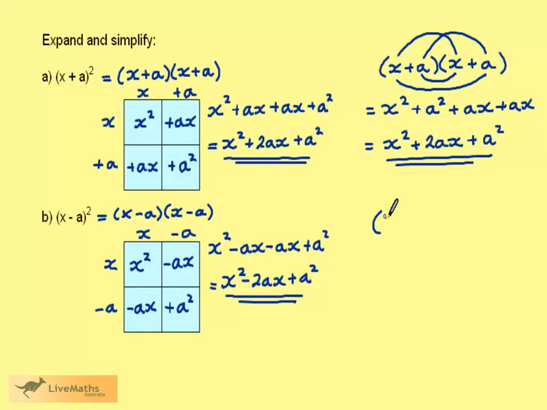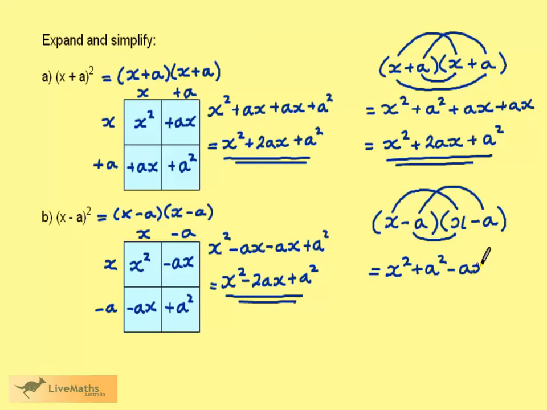Using the smiley face method, we write down our brackets x minus a and x minus a. This gives us x squared. Minus a times minus a gives us plus a squared. Minus a times x is minus ax. And x times minus a is also minus ax. So we have x squared minus ax, take away another ax, is minus 2ax. And then we have plus a squared.